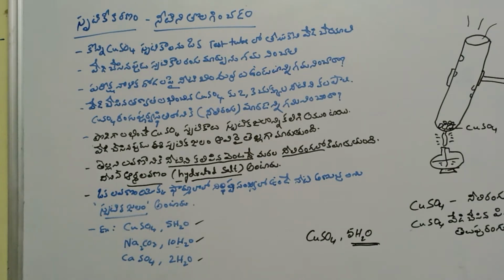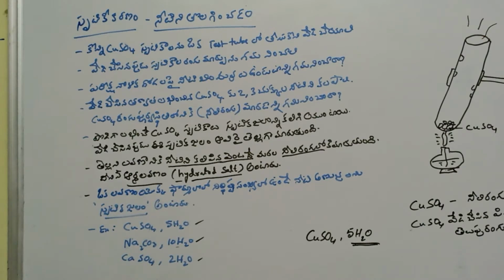In it I took some pieces of copper sulfate salt and heated them using this Bunsen burner, or a lamp flame. I observed that the color of the copper sulfate crystals changed from blue to white, leaving some water molecules on the walls of the test tube.